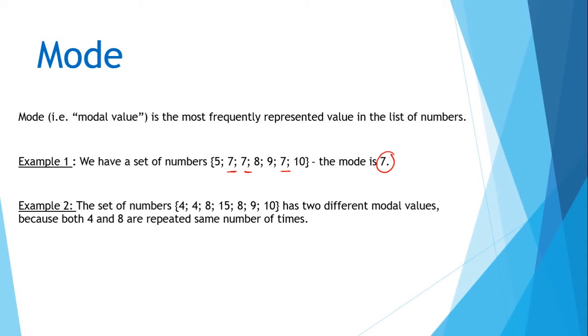Another example, the set of numbers 4, 4, 8, 15, 8, 9, 10 has two different modal values because both 4 and 8 are repeated the same number of times. Both of them are repeated 2 times.